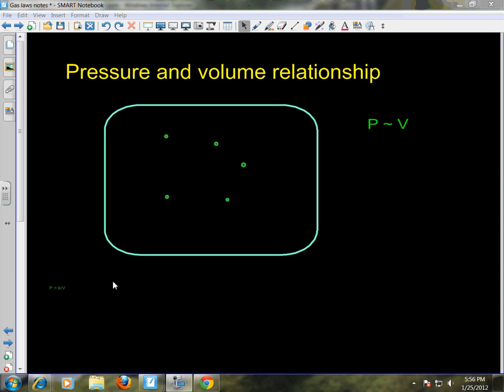All right, welcome back to gas laws video 3. Today we're going to talk about a couple of the gas laws, how pressure and volume relate to each other. One of the things we have to consider is that if we're going to look at pressure and volume and how they vary, we have to keep temperature constant.